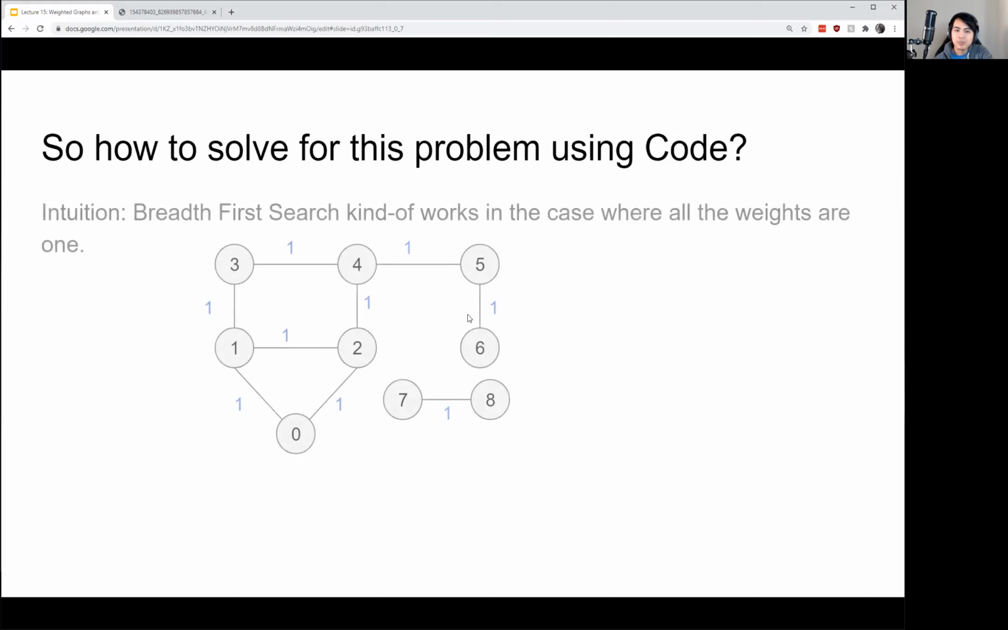So in this case, the intuition is that breadth first search kind of works in the case where all the weights are 1. Because if you think about it, breadth first search goes, and let's say we started at this as our source. We're going to look at all of the neighbors. And then we're going to look at all of the neighbors, which is just 4 in this case. And then we'll look at all of the neighbors, and then all the neighbors. And then we can't visit here because we won't be able to find an edge that gets to 7 or 8. And so breadth first search kind of works the way we want.